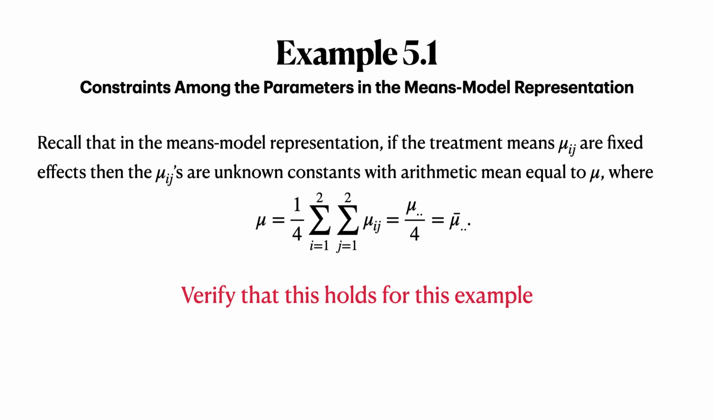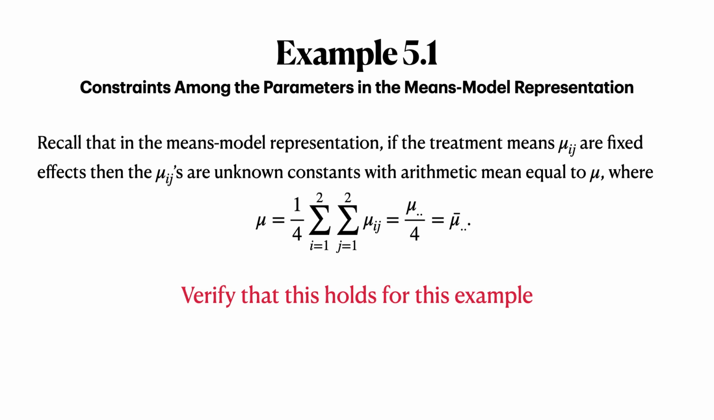Now I've got this expressed a couple different ways here. 1/4 times the sum, i going from 1 to 2, and j going from 1 to 2 of the mu ij's. I've also got this represented using the dot notation. So mu sub dot dot is the sum of all of the treatment means over all 4 combinations, and then we divide that by 4.